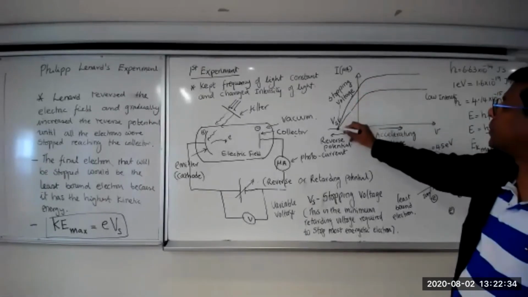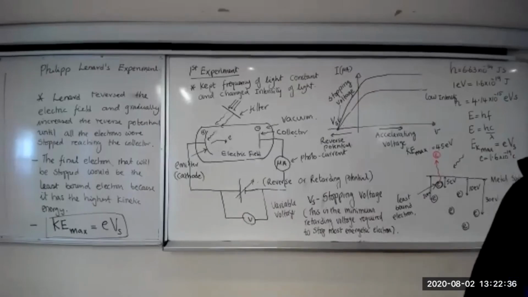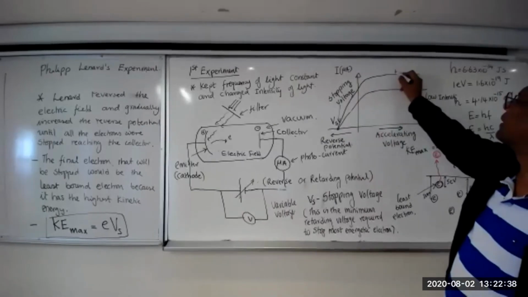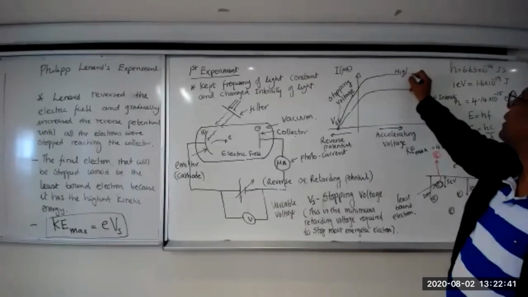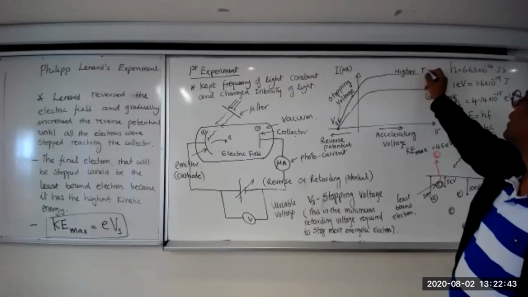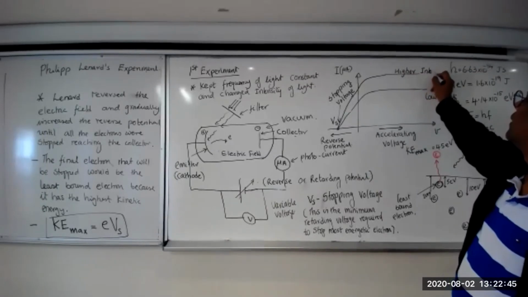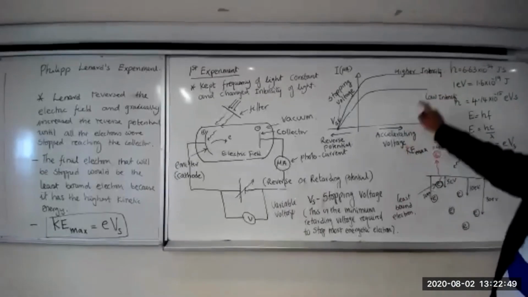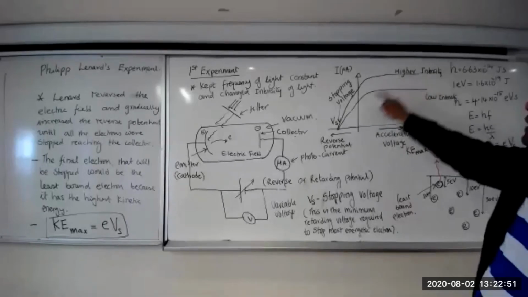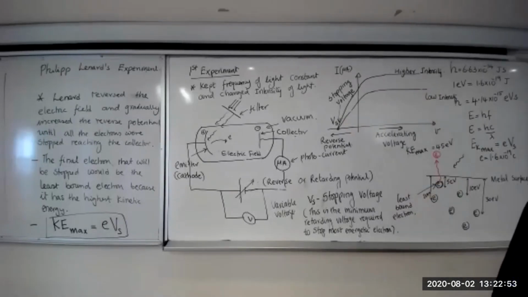But that wasn't expected. This is a high intensity light. Doesn't matter low intensity or high intensity, they both have the same stopping voltage. That was puzzling. That was against the wave model prediction.